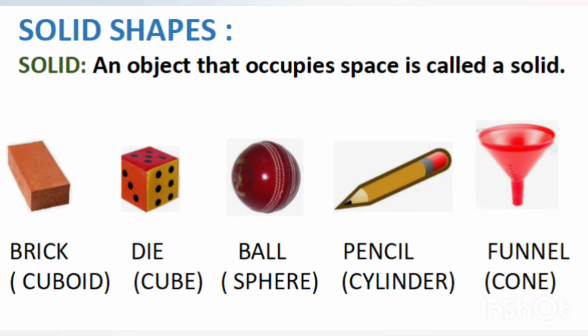Ball, we call it a sphere. Pencil is a cylindrical shape. Its top is a conical part. Now you can see the funnel also, which is a cone.